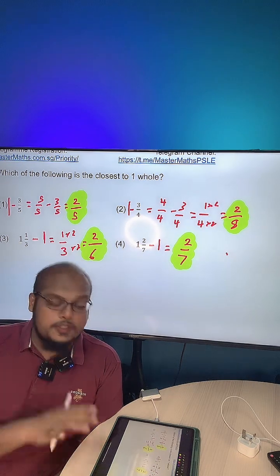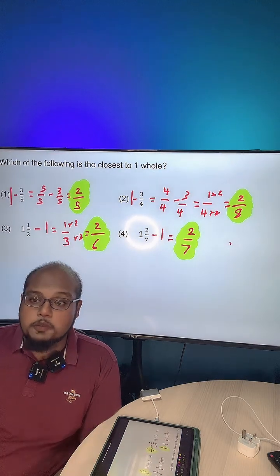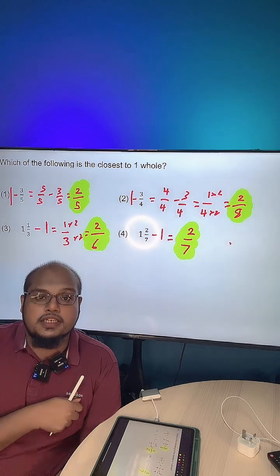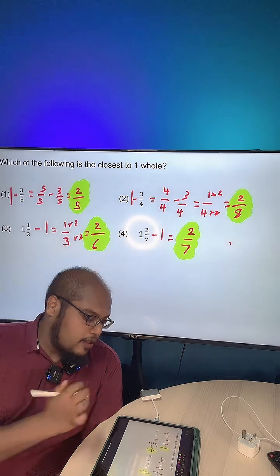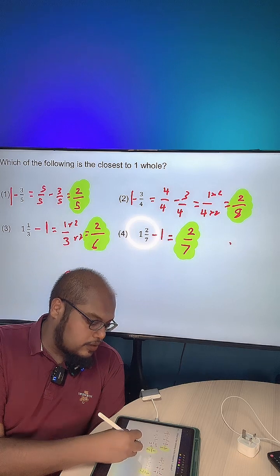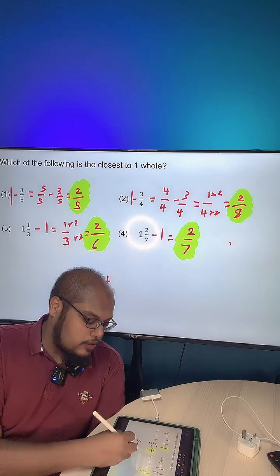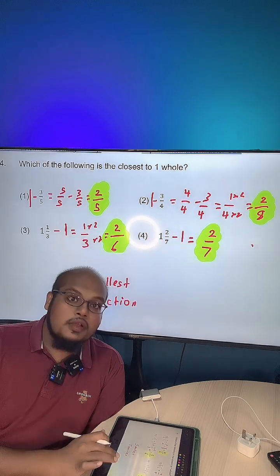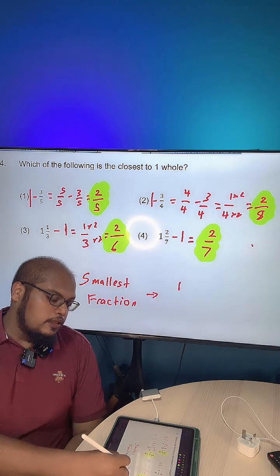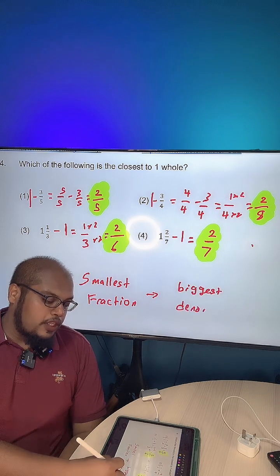All these four fractions that I have highlighted are the difference between one whole and all those fractions there. Now we need to find the smallest fraction here. How do we do that? The smallest fraction is the biggest denominator.